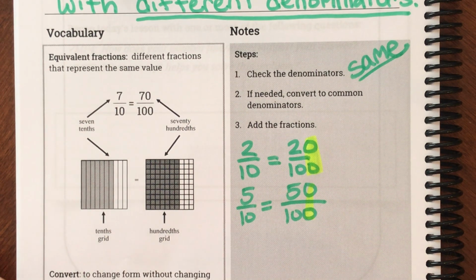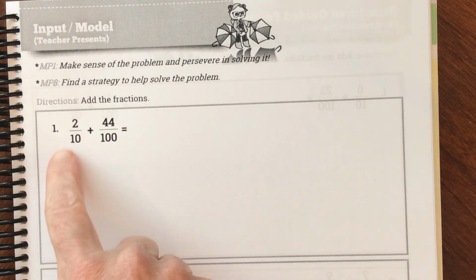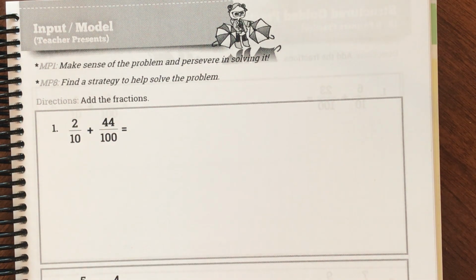Okay, so I'm going to get started on my problem, friends. Here is my first problem, and it says 2/10 plus 44 hundredths equals. Step one is I'm going to check the denominators. I have a 10 and a 100. That's not possible. I can't add them with different denominators. So I need to convert them to make them be the same, or common.